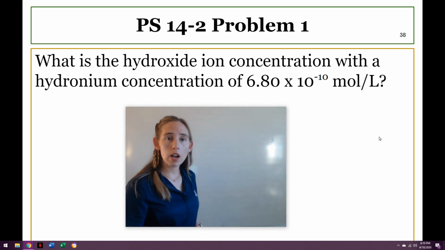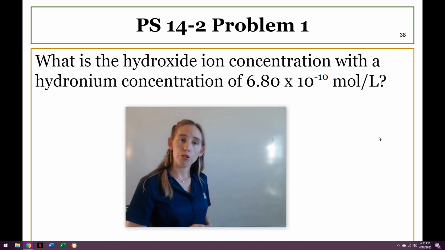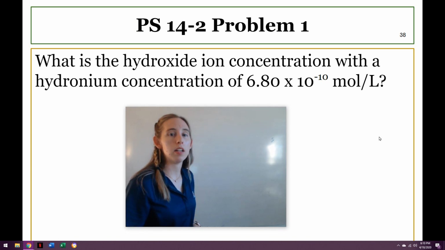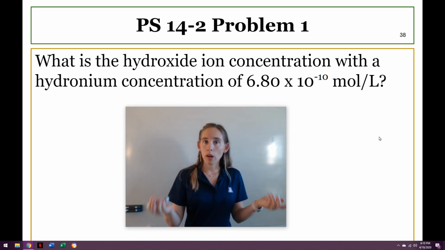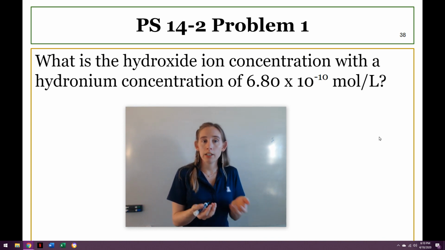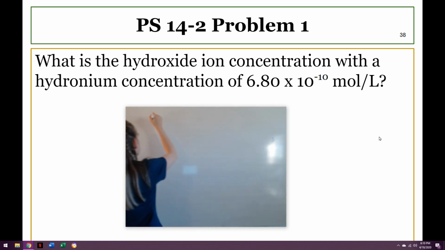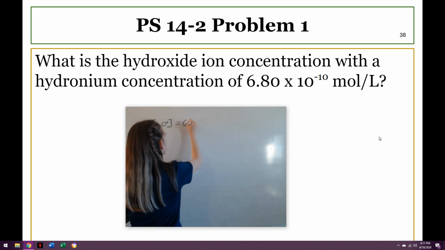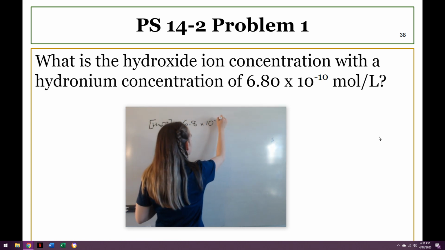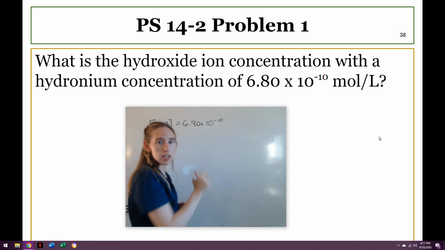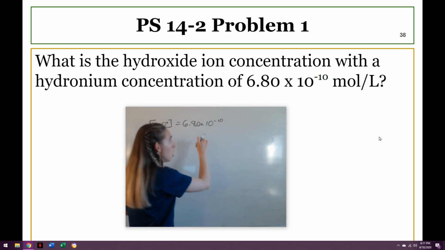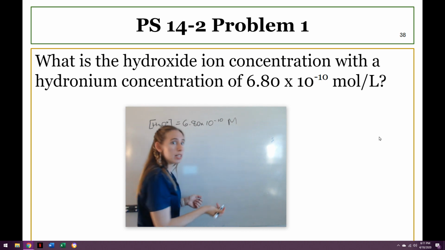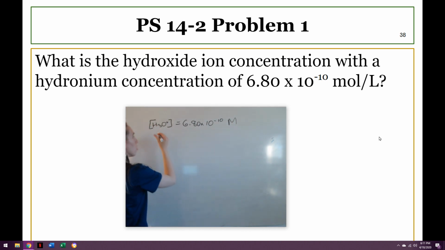All right, so what is the hydroxide ion concentration with a hydronium concentration of 6.8 times 10 to the negative 10? Well, first, let's write out what we're given. You have a hydronium concentration of this. Hydronium is your H3O concentration, and that's equal to 6.8 times 10 to the negative 10, 6.80 for sig figs there. We have three significant figures. Moles over liters, of course, means molarity. And it's asking what is the hydroxide? So it's asking for your OH.